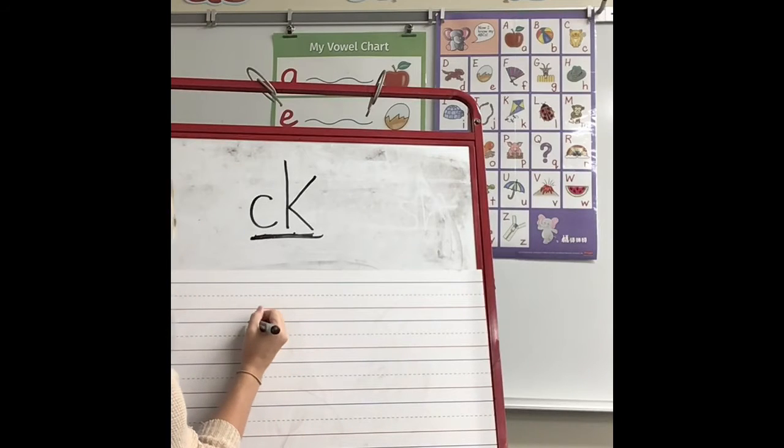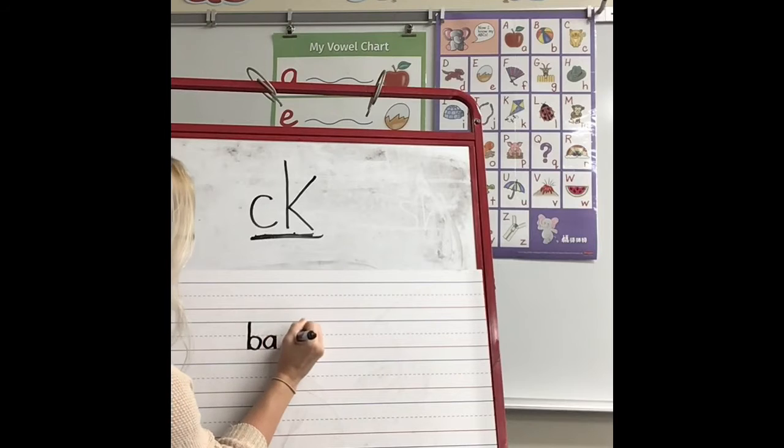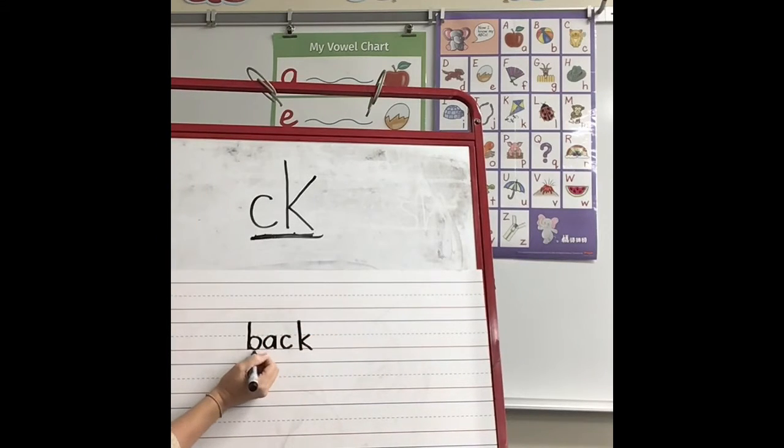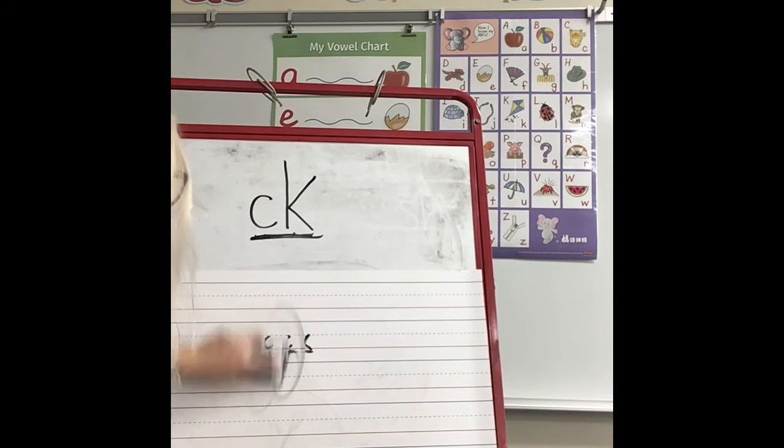Let's try reading one. B-A-C-K. B says b. A says a. And CK together say k. They are such a great team that says k. So this says B-A-K. Back. This says back.